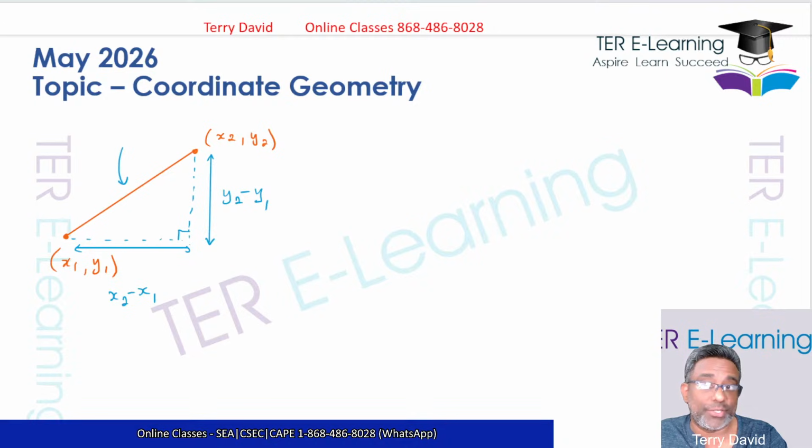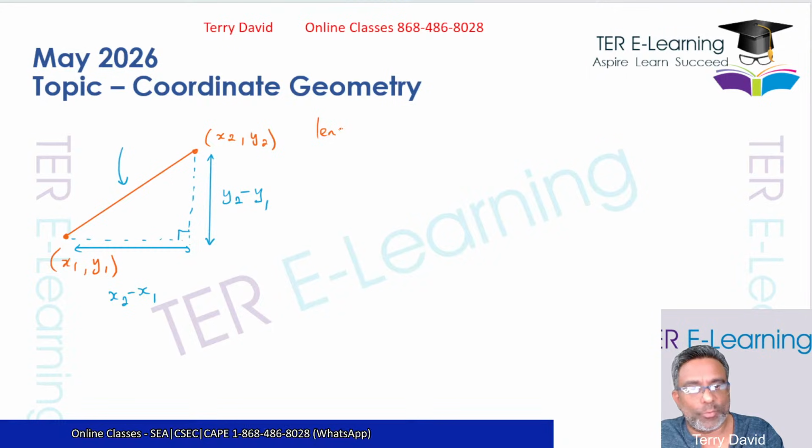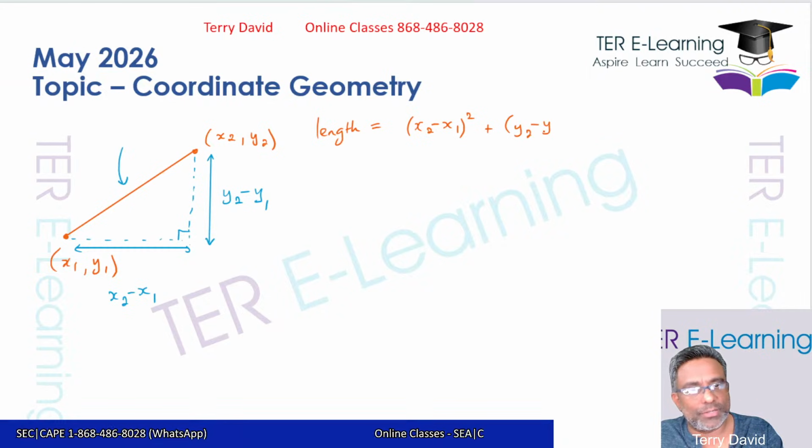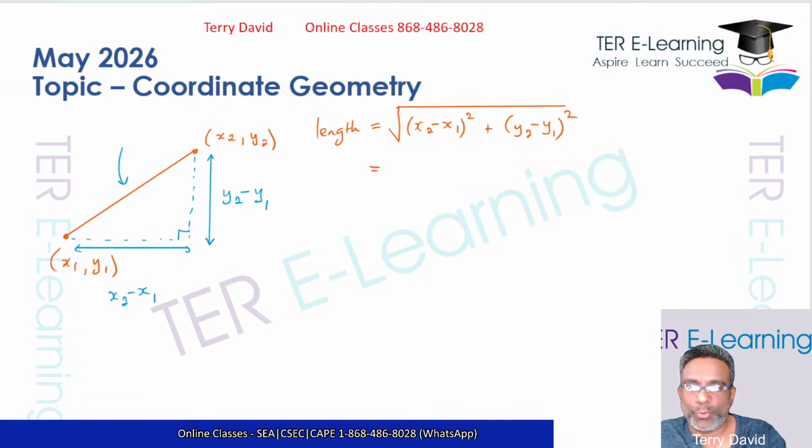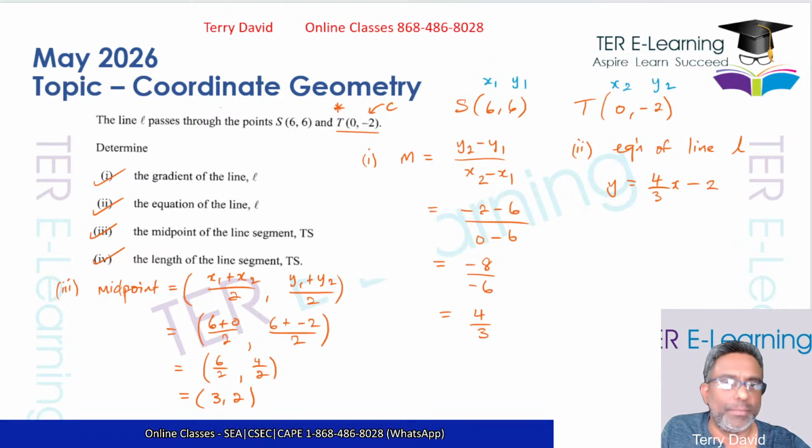So what we can do is use Pythagoras' theorem to work out the length of a line segment. So length has a formula, and it's basically Pythagoras' theorem we're using. So it is x2 minus x1 squared plus y2 minus y1 squared, and you're going to find the square root. Right? That's a formula that we're going to use. Again, you have to learn this formula off. Okay? So the length in this case, let me just copy this across here.